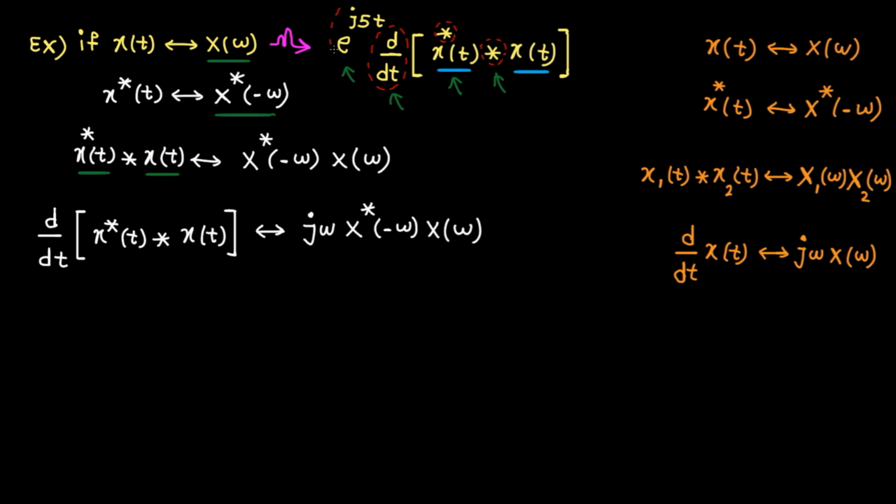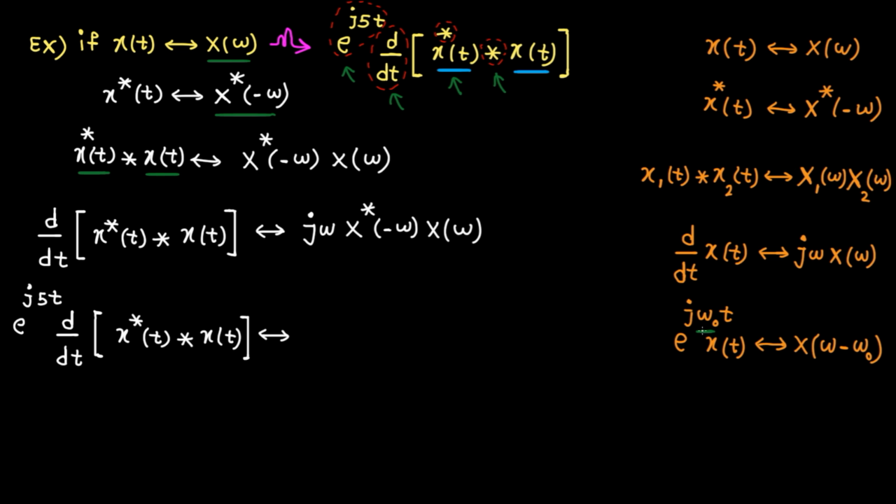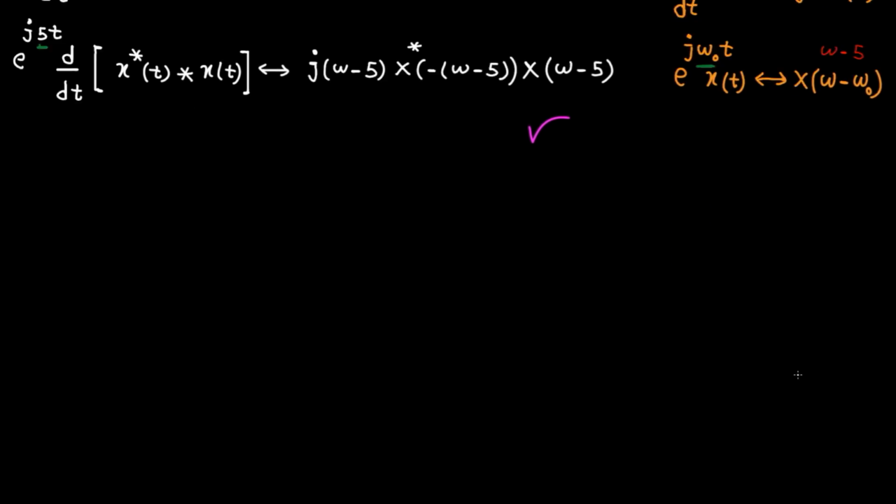Finally, let's multiply the signal in the time domain with this complex exponential function and use frequency shifting property. Here, omega naught is 5. So we basically need to replace omega by omega minus 5. Here we go. Done. Next property is duality. If the Fourier transform of xt is x omega, the Fourier transform of capital Xt is 2 pi multiplied by a small x minus omega.